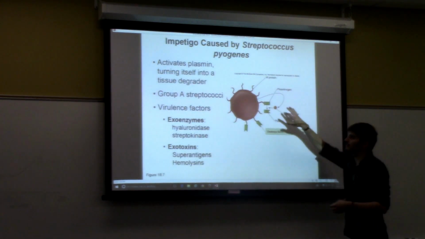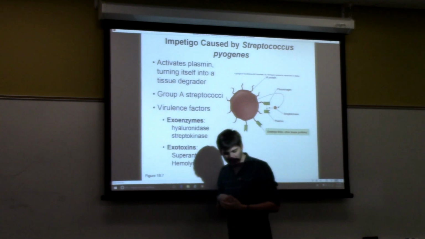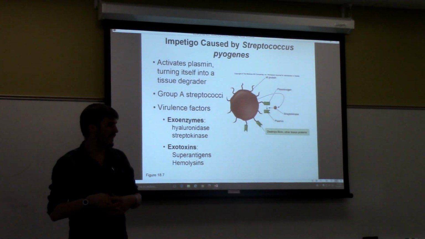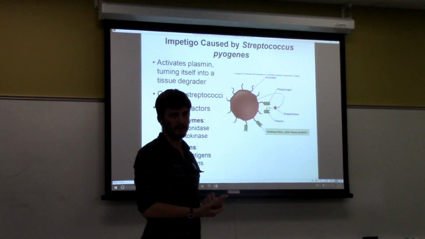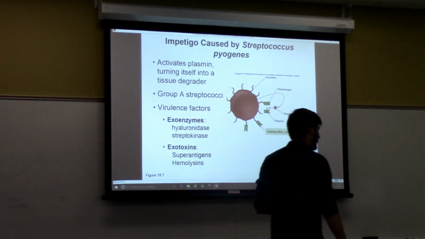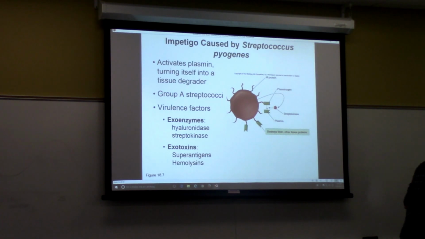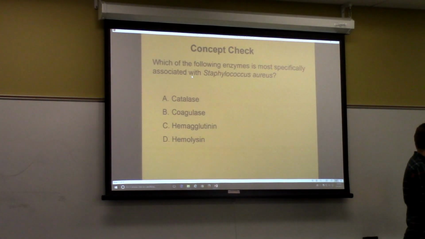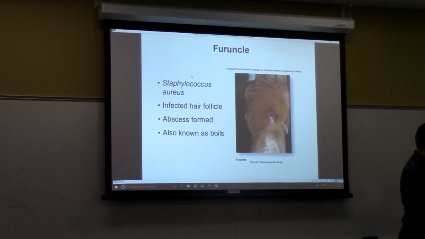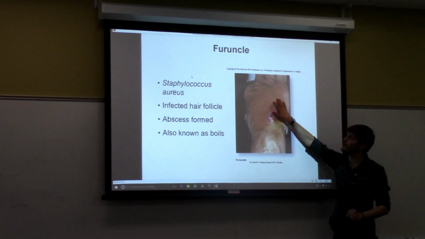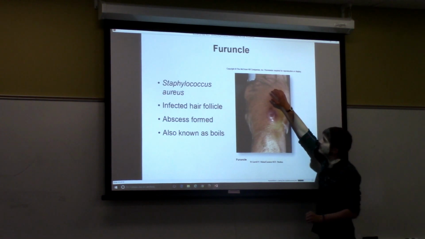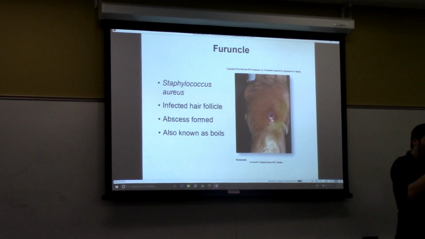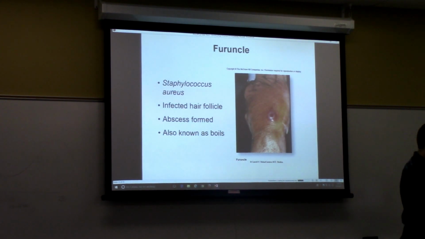S. pyogenes has similar virulence factors. The biggest take-home message, though, is that they're not as good. So it tends to be a less severe pathogen compared to S. aureus. So here's an example of an infection caused by S. aureus, furuncle. This is an infection of a hair follicle with S. aureus. Again, a one-sentence definition is all you need to know about it.